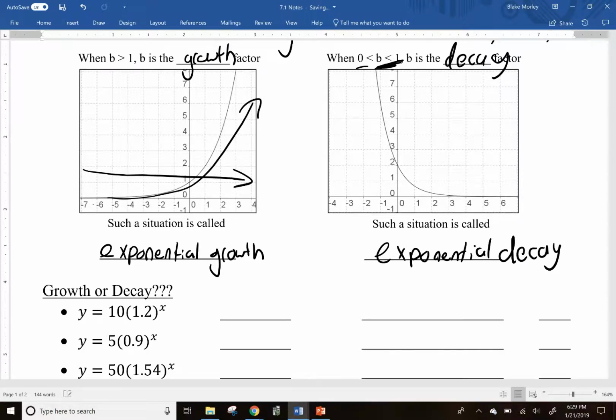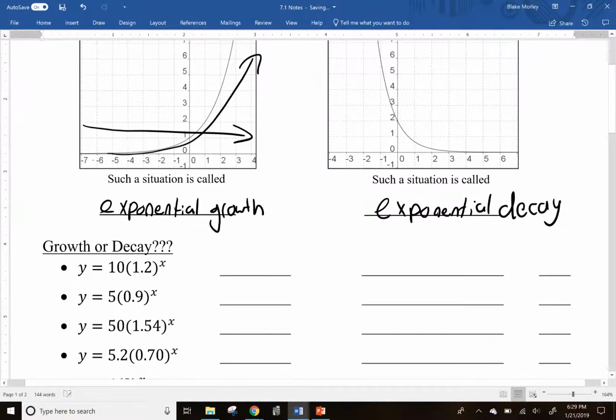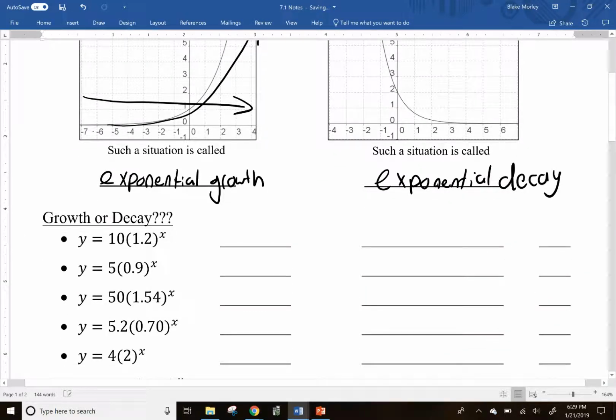So exponential decay, instead of going up really, really fast, is declining really, really fast. And of course, then it starts declining really, really slowly. But it still declines. Still gets lower and lower. But never to 0. Again, it never actually hits the x-axis. It just gets so close it looks like it does, but it doesn't.